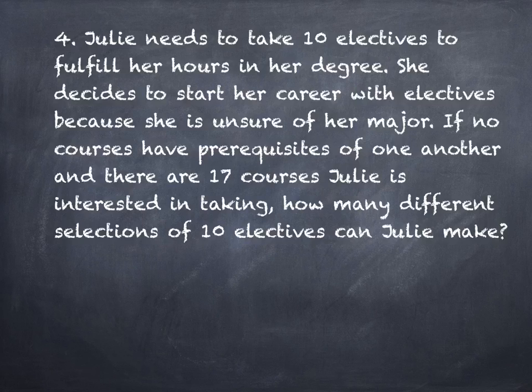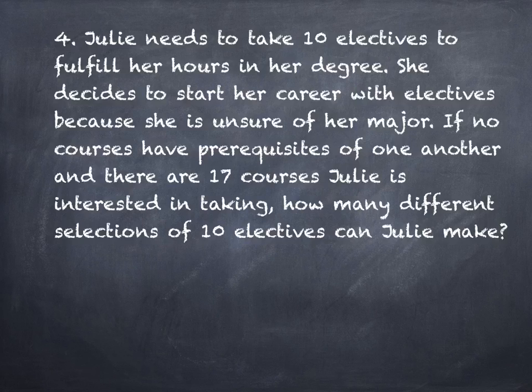If no courses have prerequisites, so it's not like this problem up here where you guys were asking questions about, no prerequisites. And there are 17 courses that she's interested in taking. How many different selections of the 10 electives can she make? Okay, so does the order matter? No.